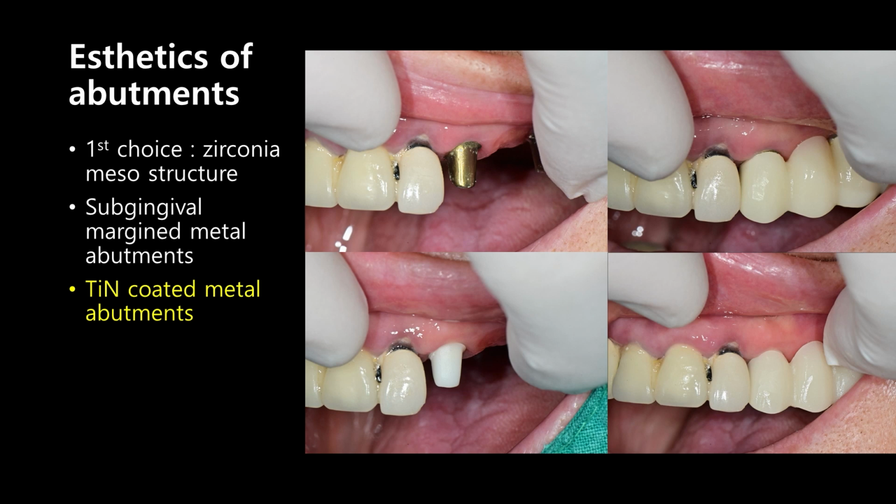So gold color abutment and gingiva color can be compensated, but if there's a margin recession, it will be difficult to compensate. Hence, in the aesthetic zone, the first choice should be link abutment, zirconia abutment.